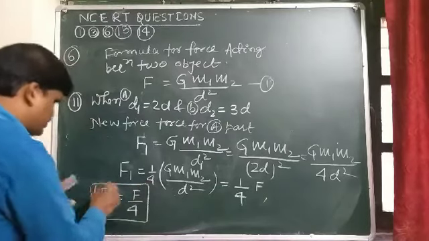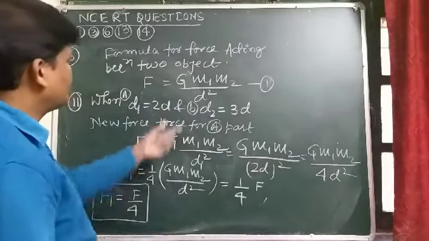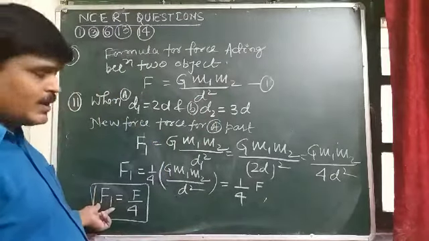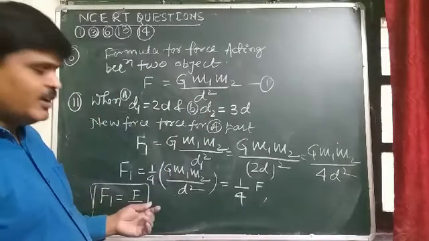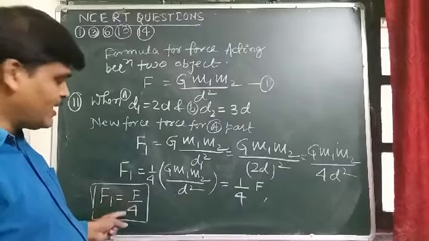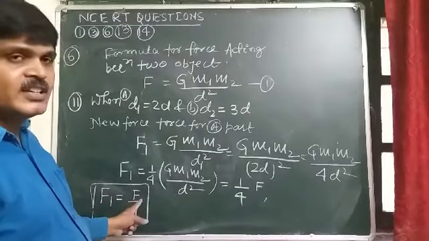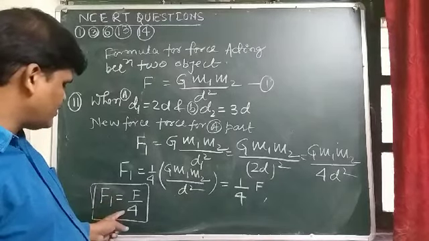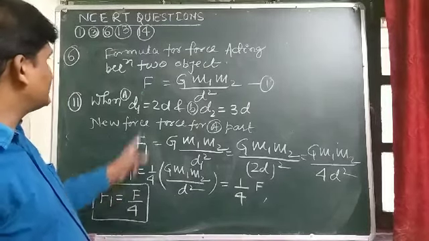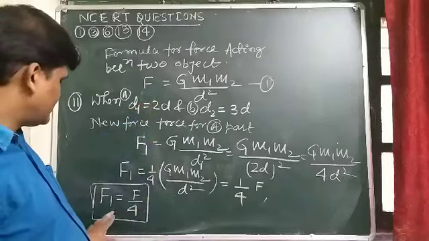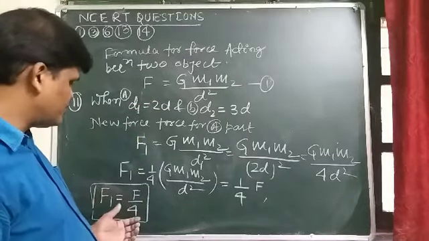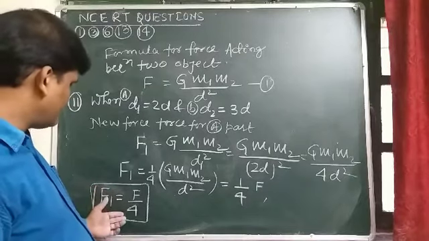F1 equals F by 4. So when the distance between two objects is doubled, the new force acting between them is reduced to 1 by 4 of the initial case. So the new force F1 comes out to be 1 by 4 times the initial force acting between them. It means the force acting between them is reduced, which is F by 4.